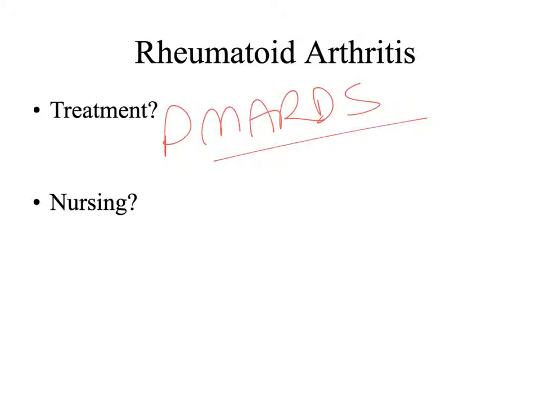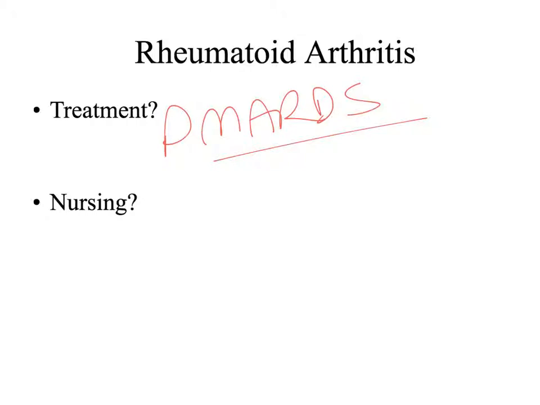Again, we understand the side effects of NSAIDs can be GI upset. They need to report any GI pain and GI problems, any black tarry stools. Other NSAIDs that are out there: Celebrex is the brand name. It's celecoxib. It's a COX inhibitor. It's an NSAID in that classification.